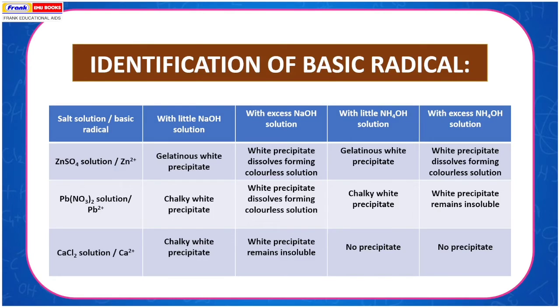Salt solution, basic radical, lead nitrate solution, Pb2+ ion. Gives chalky white precipitate with little NaOH solution. With excess NaOH solution, white precipitate which dissolves forming colorless solution. With little NH4OH solution gives chalky white precipitate. With excess NH4OH solution gives white precipitate which remains insoluble.